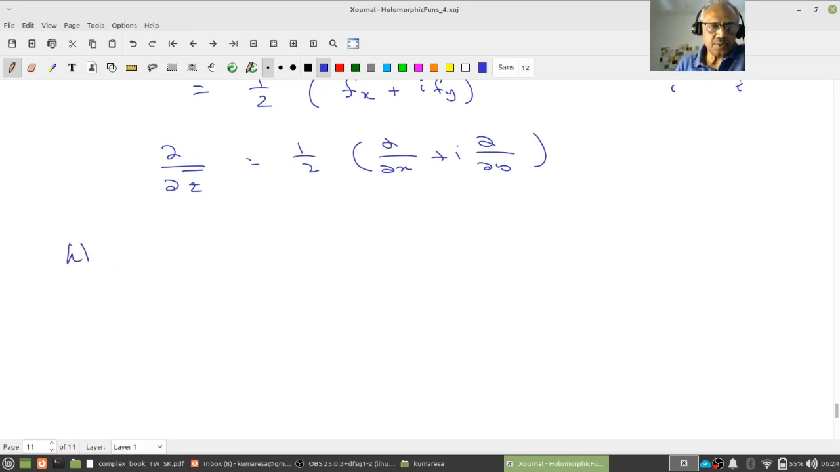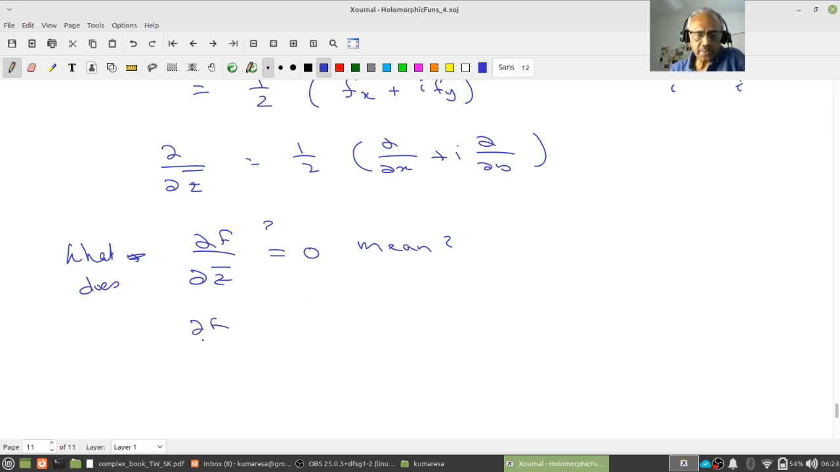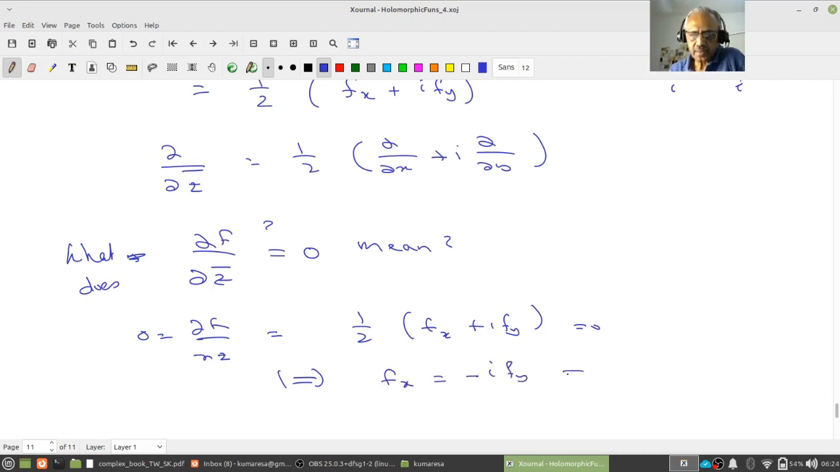Now, what does del by del z bar of f equal to 0 mean? Let us look at it. del f by del z bar is by definition half of fx plus ify, which is 0. This is if and only if fx equal to minus ify. That is if and only if i times fx equal to fy. This is if and only if the CR equation, f satisfies CR.